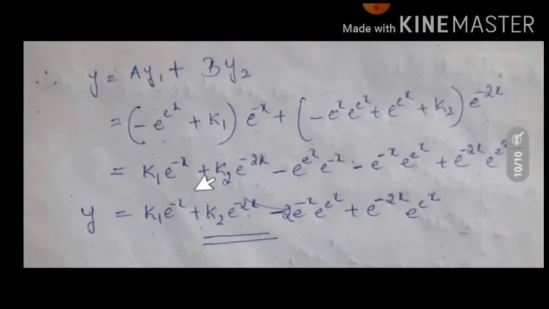Now let us write down the final answer. The complete solution of the differential equation is a y1 plus b y2. Substitute the a value and the b value along with y1 and y2. Open the bracket and simplify, and you will get the solution of the given differential equation.